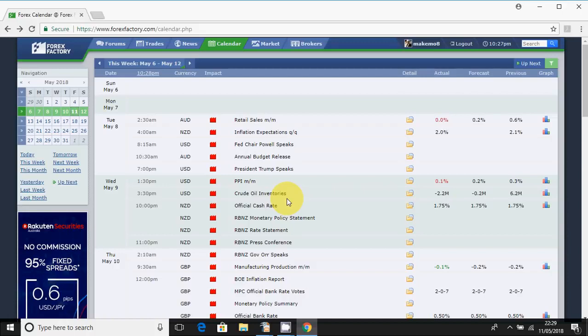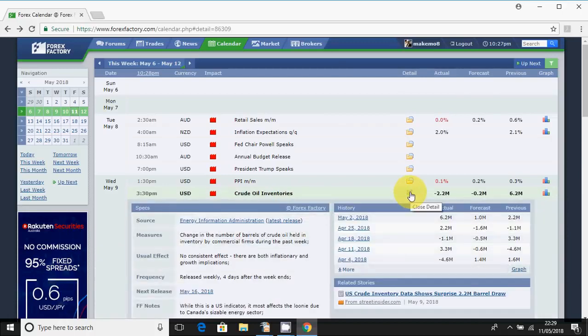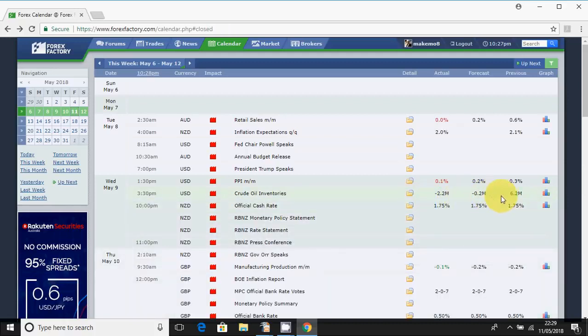If you want to know more about crude oil inventory, you can click here. It will tell you what it is. Okay, so look at the number that is important. Previously we had 6.2 million barrels. It's forecast that it will be bad, that we will not have that much, so we'll be having 0.2 million. However, it came out minus 2.2 million. So that means the actual figure is worse than the expected figure. Hence, it's bad for the US dollar.